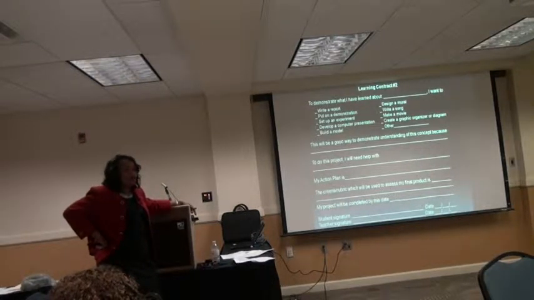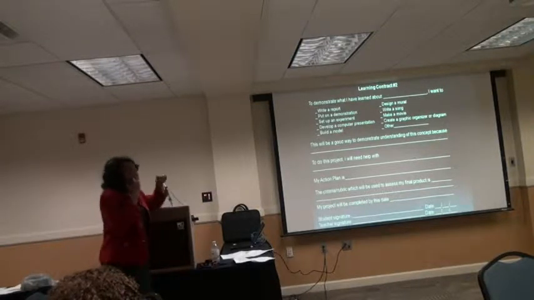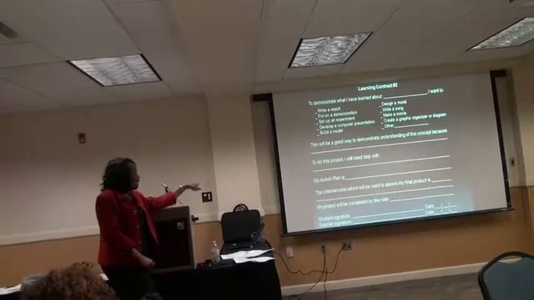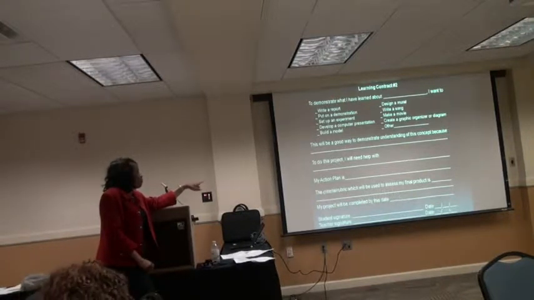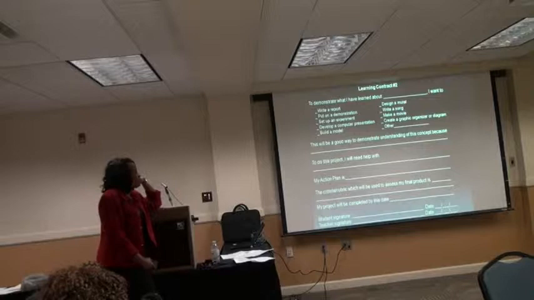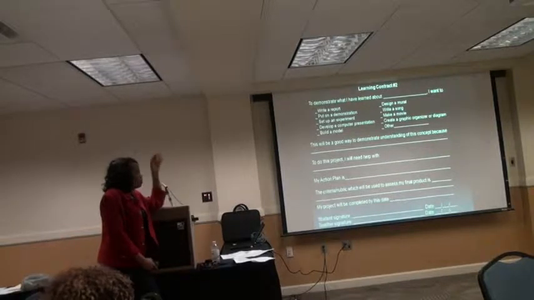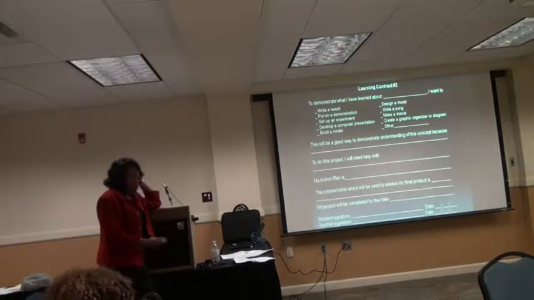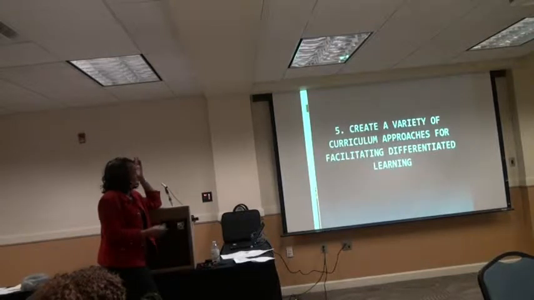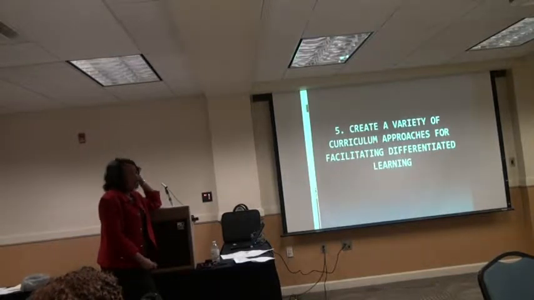If you're creating a truly differentiated classroom, you want to communicate with parents what you're doing. And maybe you can involve parents in your differentiated classroom. But this is a great way. The criteria rubric which will be used to assess my final project is, my project will be completed by this date. And that gives them a really good idea of what is going on in the classroom.